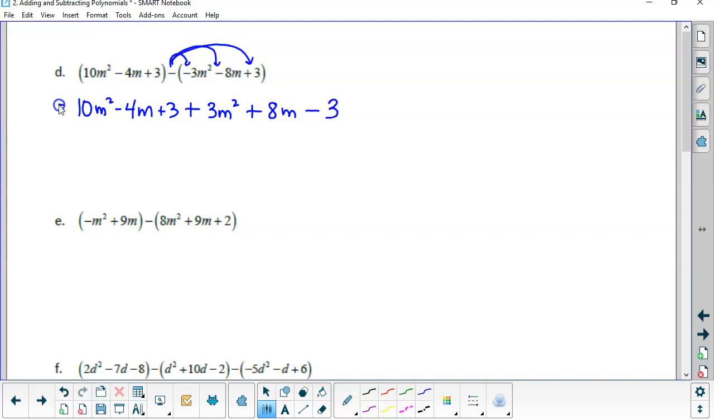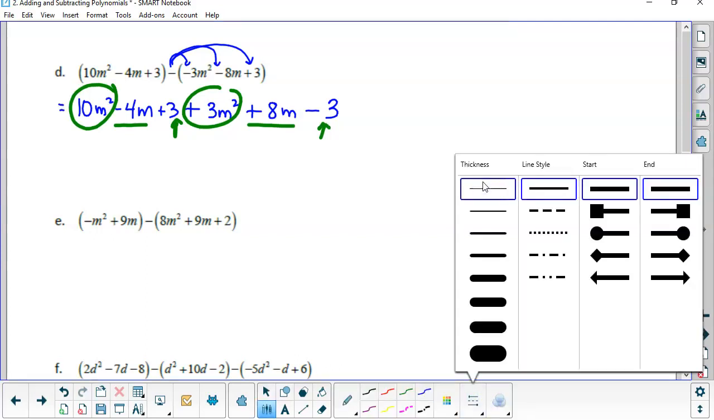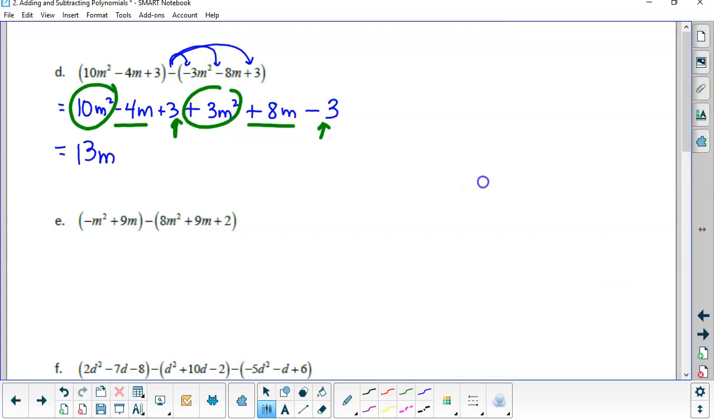So now that's what you collect like terms with: the m squared and m squared, the m's, and the constants. So that's going to be 13m squared. Then negative 4m plus 8m is plus 4m. And then 3 minus 3 is 0, so we don't show any constant term.